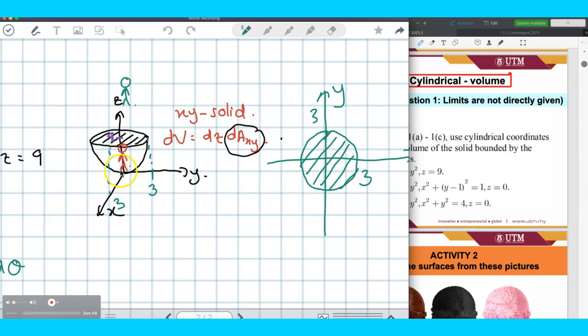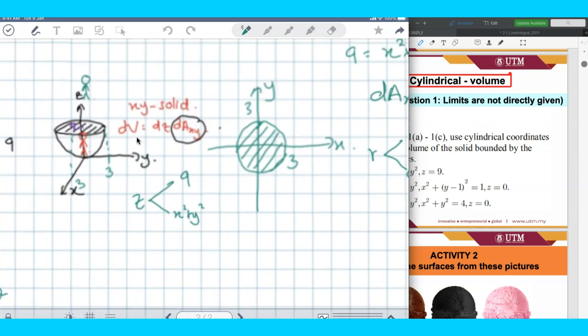So now your lower bound is not flat. Last time we have so many examples where every time the lower bound is the floor, right? The floor z equal to 0. But now this is not z equal to 0. This is part of the bowl. So we can say that your lower bound is part of the bowl, which is x squared plus y squared. And your upper bound is z equal to 9.